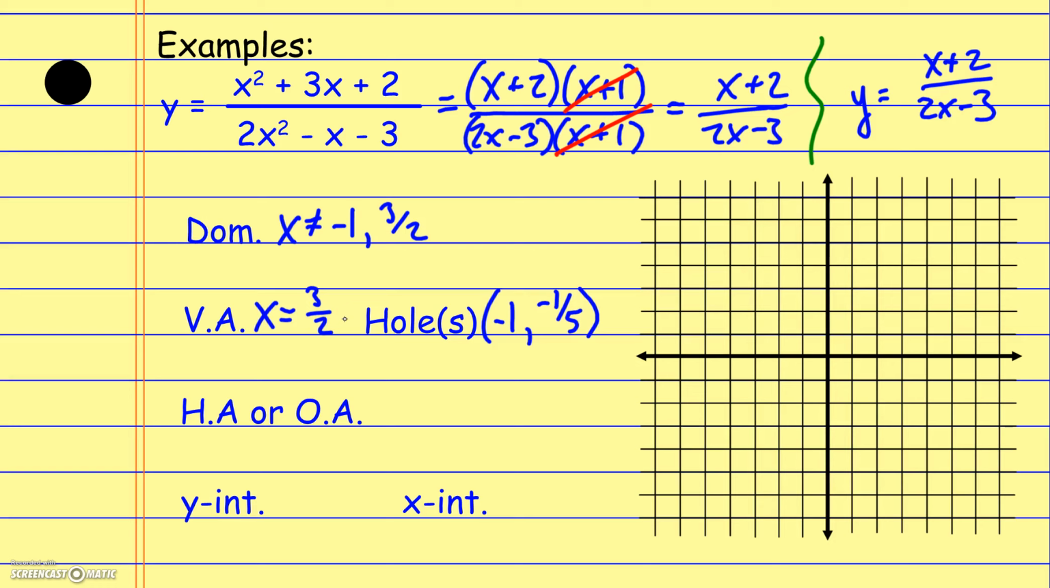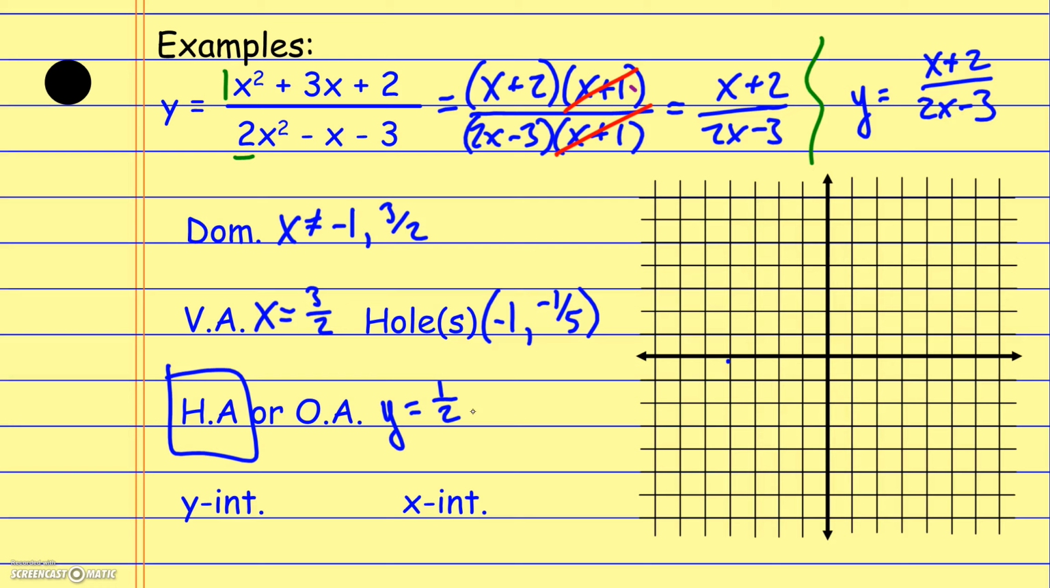And now when I go to horizontal or oblique, I look at the degrees of these things. The degree of the numerator is 2, the degree of the denominator is also 2. When the degrees are the same, it means I'm going to have a horizontal asymptote. And when they're the same, I just divide the leading coefficients. So here I've got a 1, down here I have a 2. 1 divided by 2 is 1/2. So it's y equals 1/2. Okay?